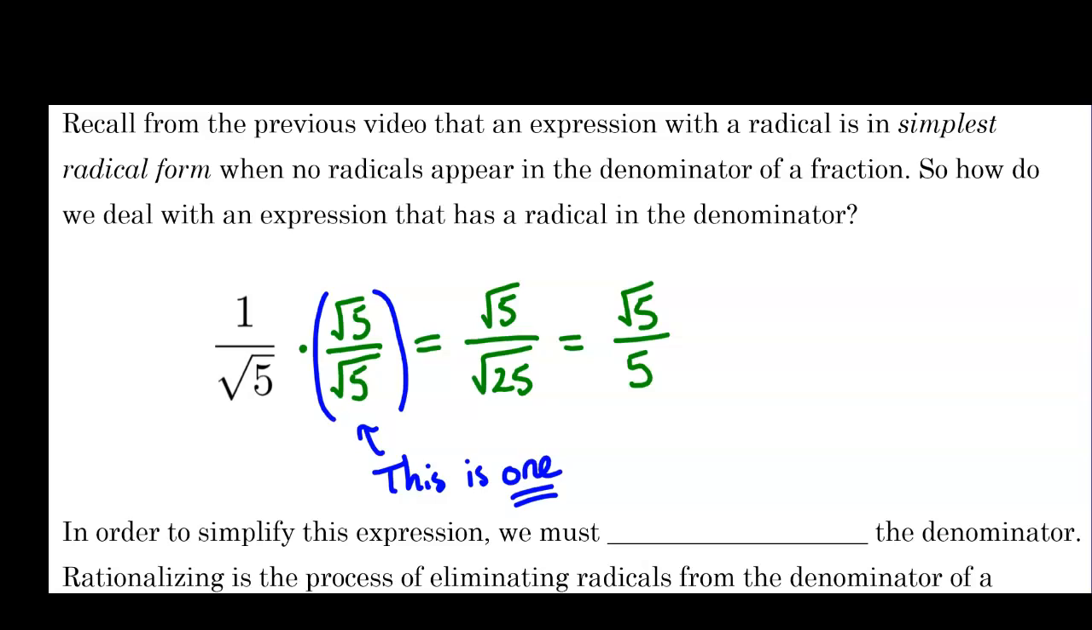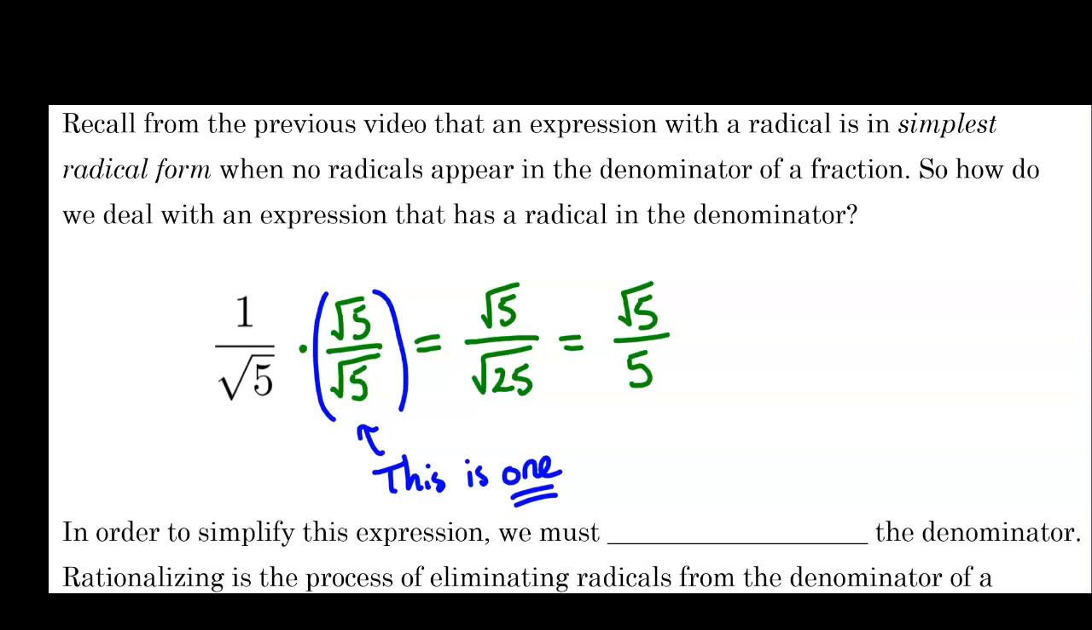Now, just to address, it didn't have to be square root of 5. We could have chosen square root of 20, for instance. 5 times 20 is 100. 100 is a perfect square. Square root of 100 is 10. And we would still get our same outcome.